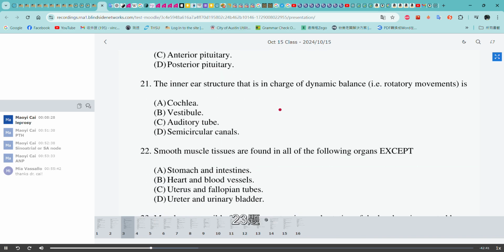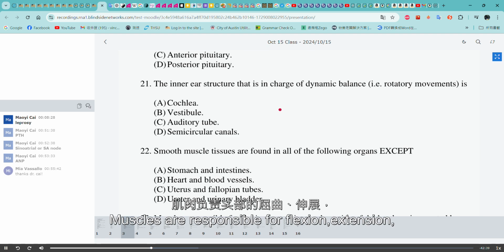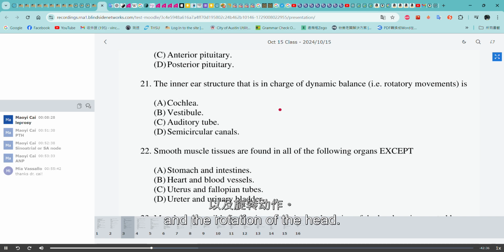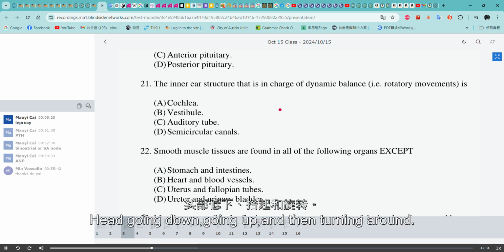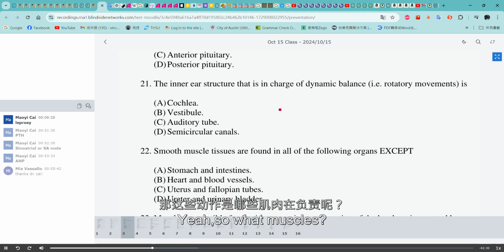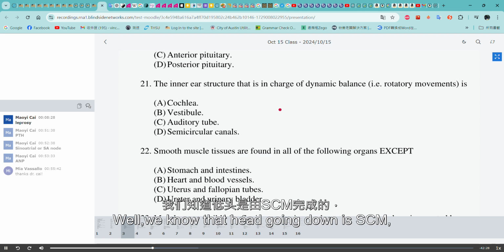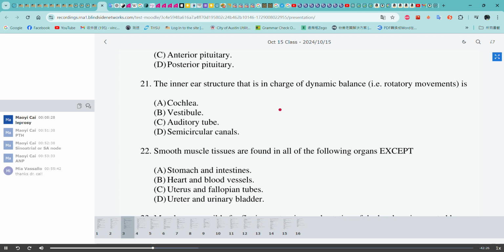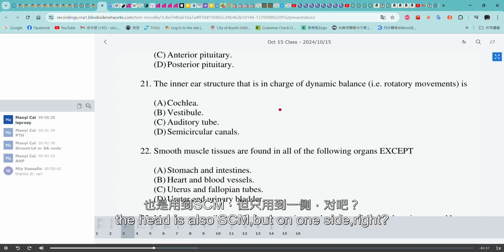23, muscles responsible for flexion, extension, and rotation of the head. Head going down, going up, and then turning around. So what muscles? Well, we know that head going down is SCM, sternocleidomastoid. Head going back up is what? It's the trapezius. And then turning the head is also SCM, but on one side, right?